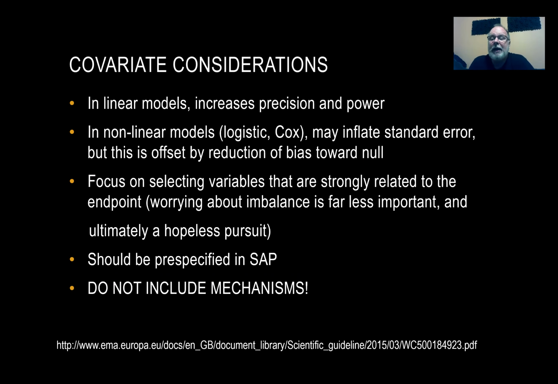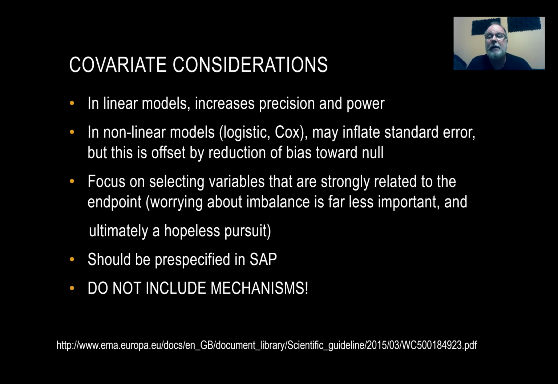How do you choose covariates? Well, you don't look at the Table 1 and look for imbalance. You select them based on whether they predict the endpoint. In linear models, covariates increase your precision and power, as I said. In nonlinear models, they also help, even though they inflate the standard error and reduce power a little bit. There's also this weird thing called collapsibility that biases unadjusted estimates toward the null.